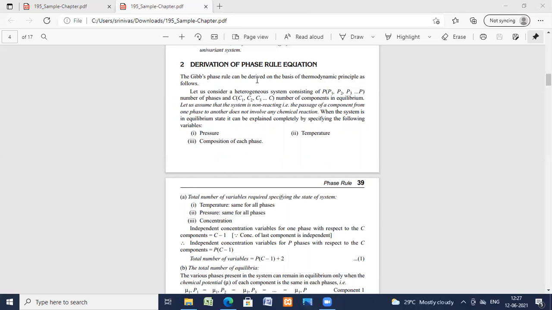Now, based on the degrees of freedom, that is F, the components, and the phases, let us see the phase rule. What is the phase rule equation? How has Gibbs derived it?